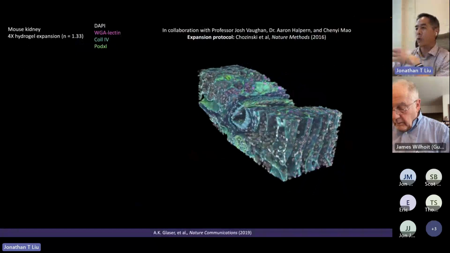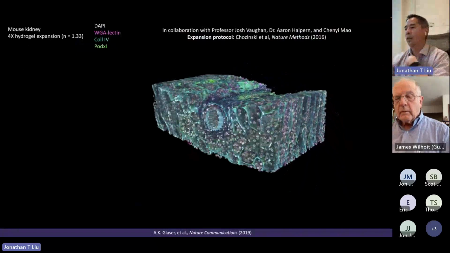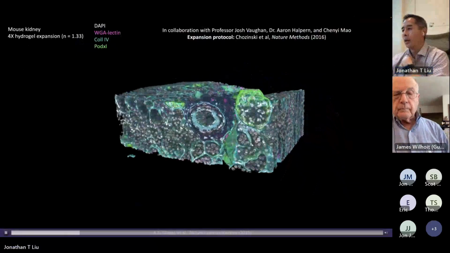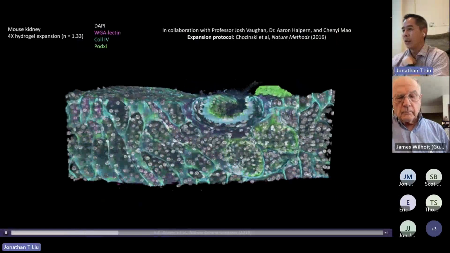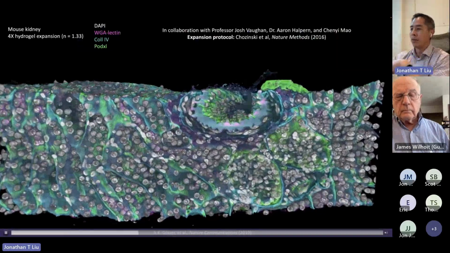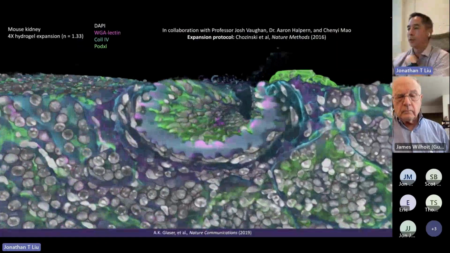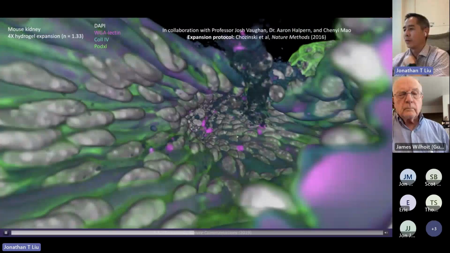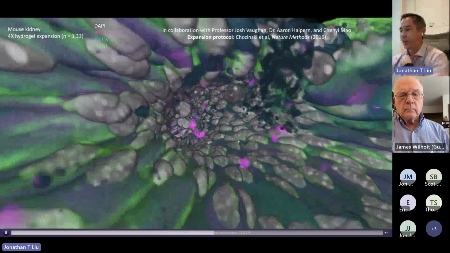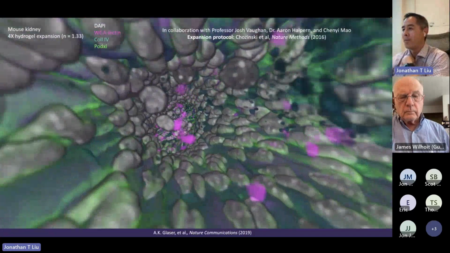So instead of that slice by slice view, you can reconstruct it to look like a volumetric structure. Here's that glomerulus filtering unit. Here's a blood vessel poking out of one face, and then we can fly through it if you want to. I keep thinking it would be nice to get VR goggles for this and try to render this so people can fly through it themselves.